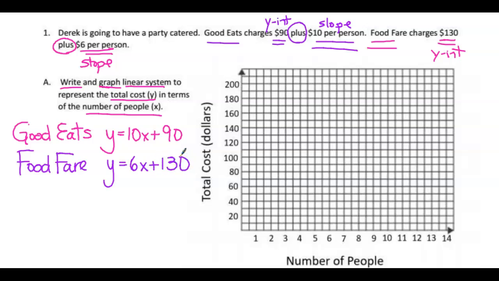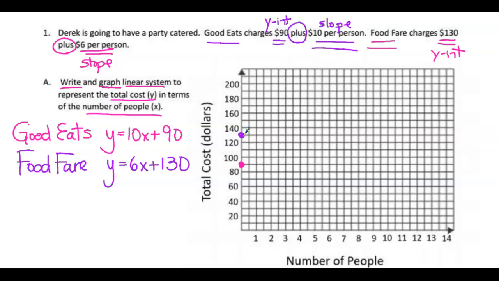So that's the writing part. Now we need to graph it. So I'm going to start by graphing my y-intercepts. At (0, 90), I have a point for Good Eats. For Food Fare, I have a point at 130. Now you have two options to find your point of intersection.